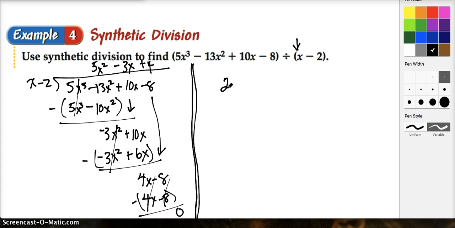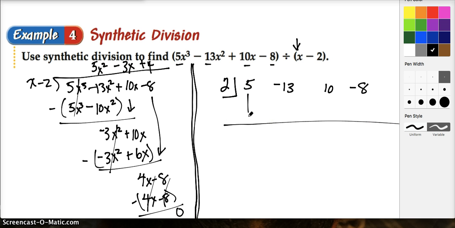So I start off with a positive 2, put it in, kind of mark it off, and I'm going to write the coefficients of each of the terms that I'm dividing. So I write 5, negative 13, positive 10, and a negative 8. And the first thing I do is I just drop the first term. I write it down here. The next thing I'm going to do is multiply 2 times 5, and I get a positive 10. I'm going to add these two together. Negative 13 plus 10 is a negative 3.